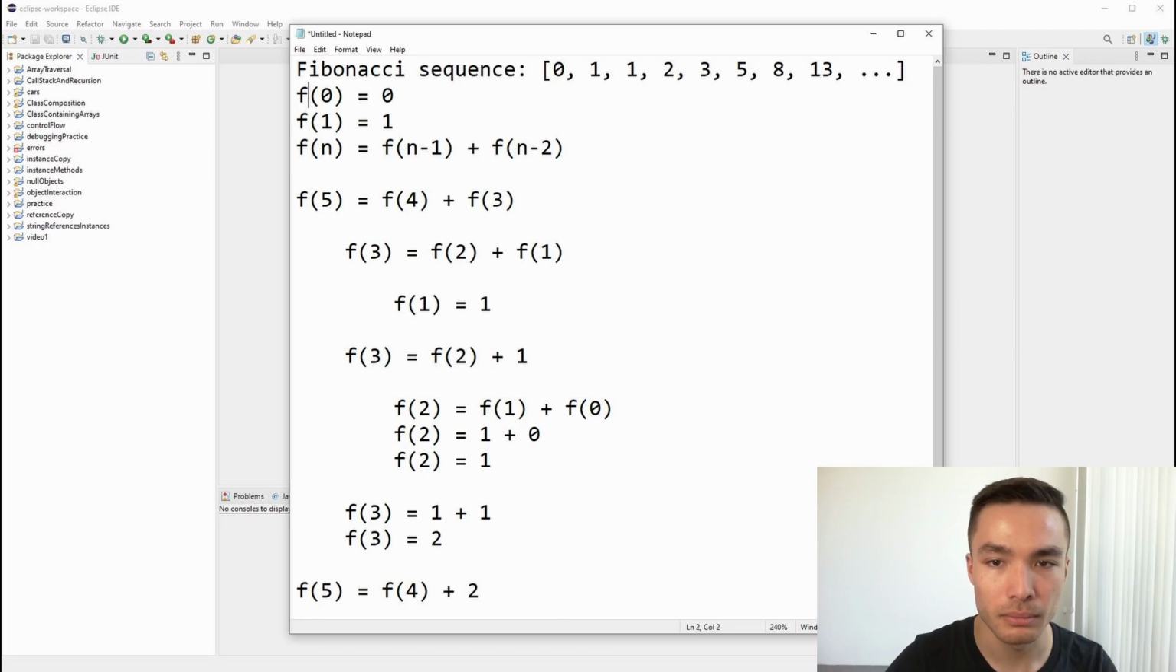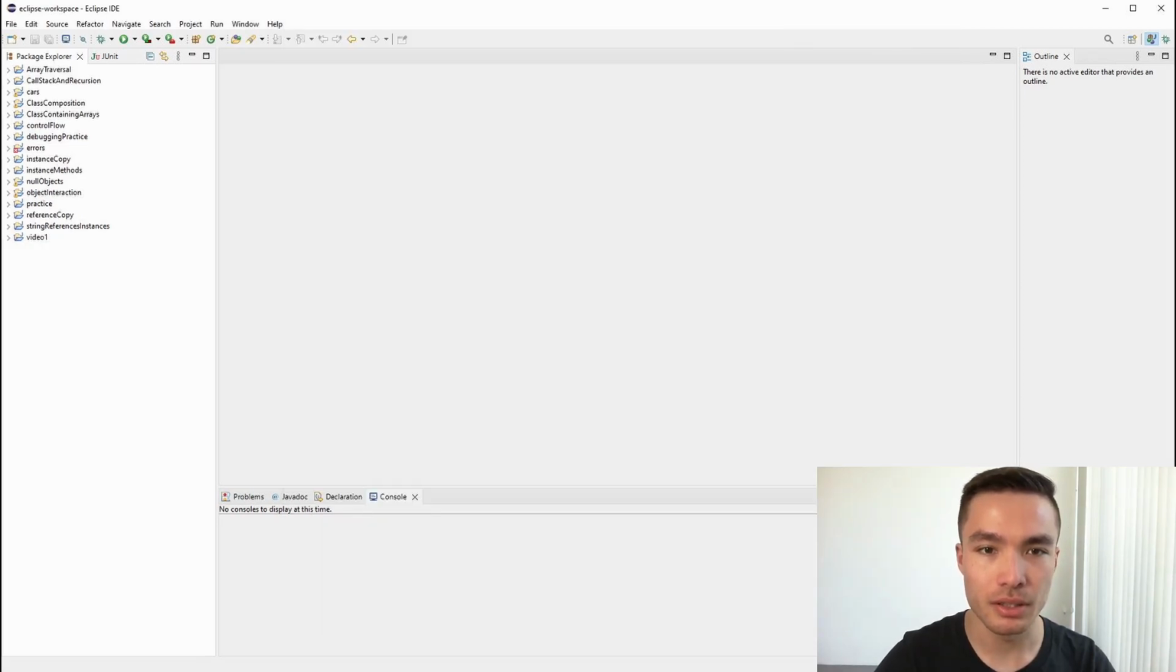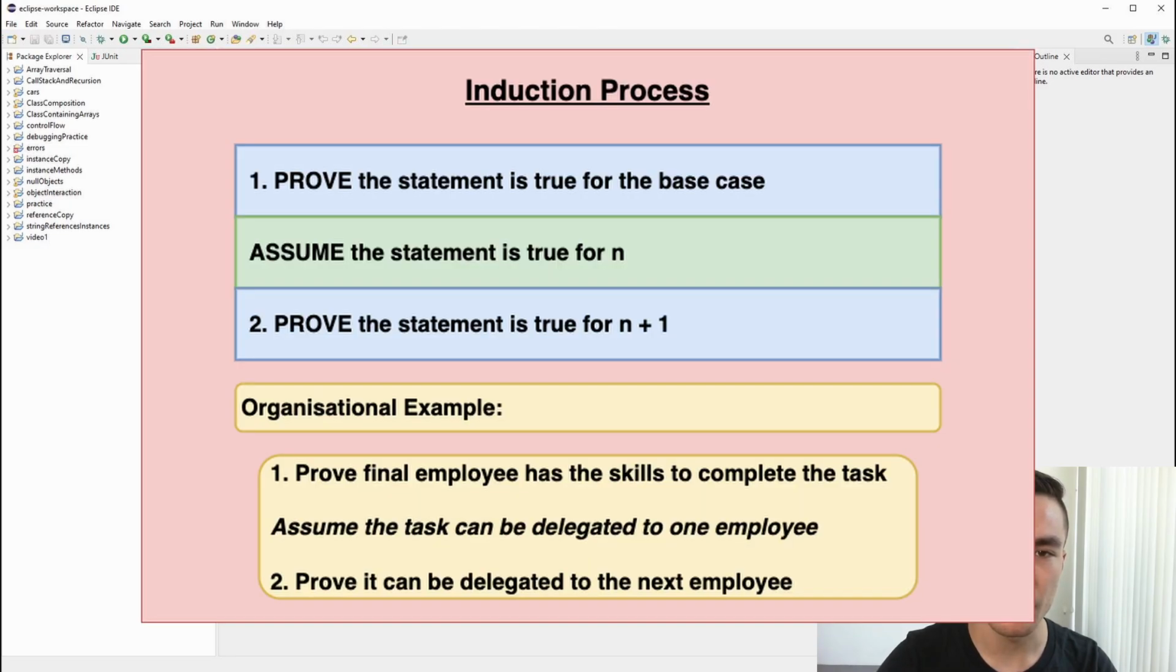for f of 3. Now let's talk about mathematical induction, which is a way to prove that a mathematical statement is true, typically for all positive integers. Induction is a two-step process where we start with proving that the statement holds for a base case. Secondly, we show that if the statement is true for a number, which we proved it is with the base case, it must also be true for the next number.